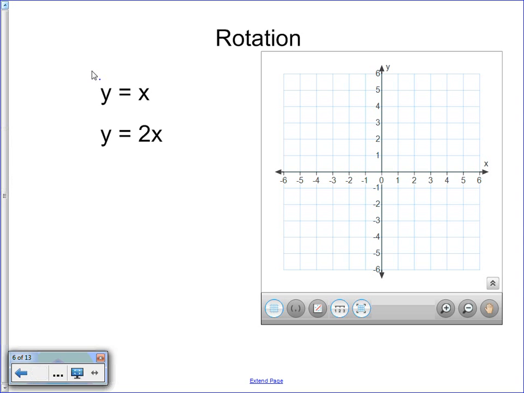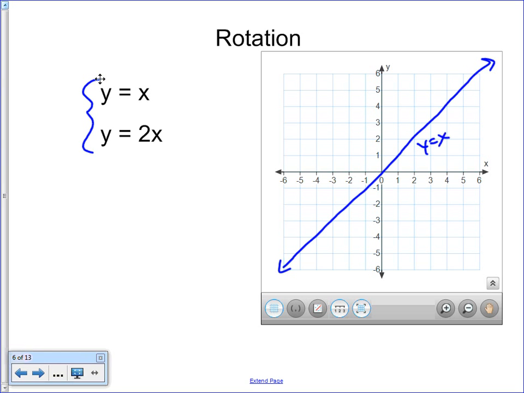So once again, I have a couple equations. I have my parent, y equals x, and then I have y equals 2x. So let's graph both of those. Of course, here is my parent function, the y equals x, in blue, and I'll put the other one in green. And here is y equals 2x.